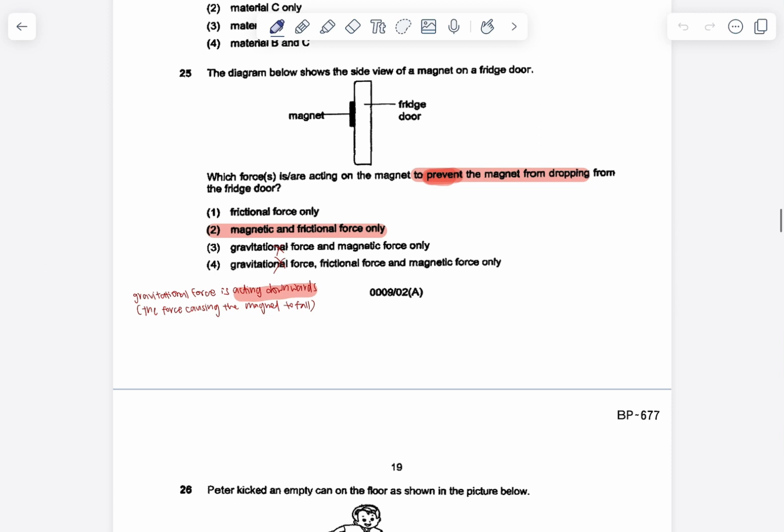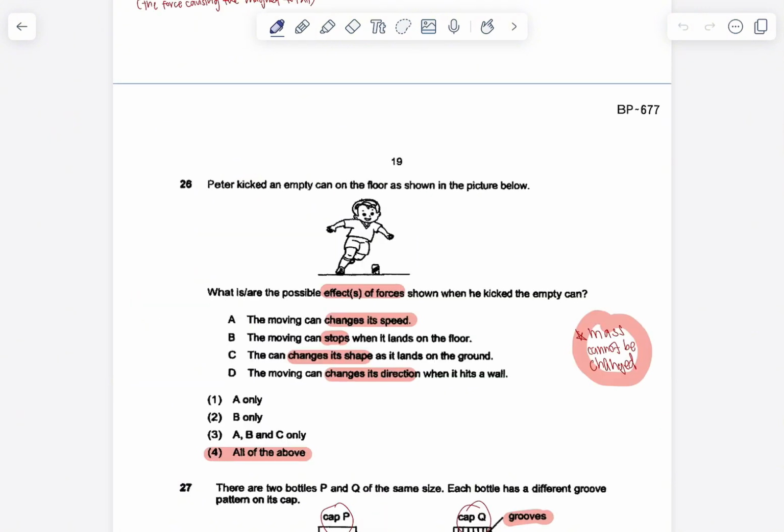So for this kind of MCQ question, it's good to look out for the mass of the object being changed, so that will be the wrong option. But in this case, they don't mention anything about mass, and all of these are possible effects of a force. So the answer is 4.